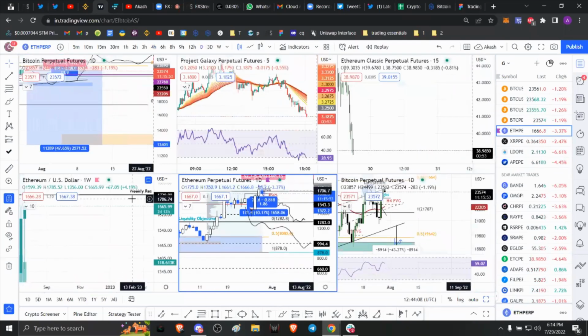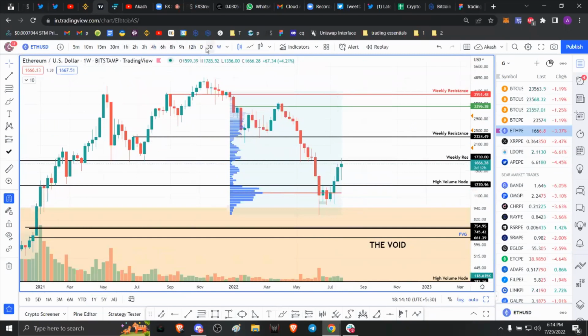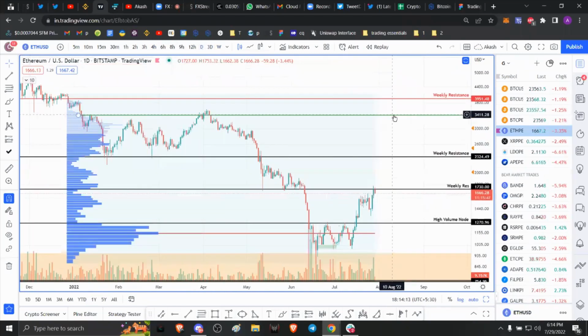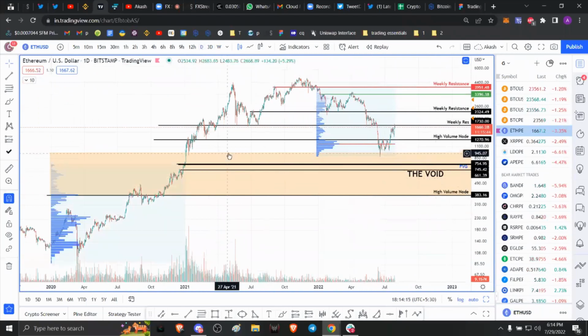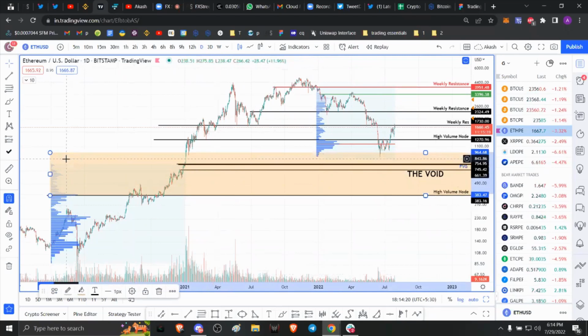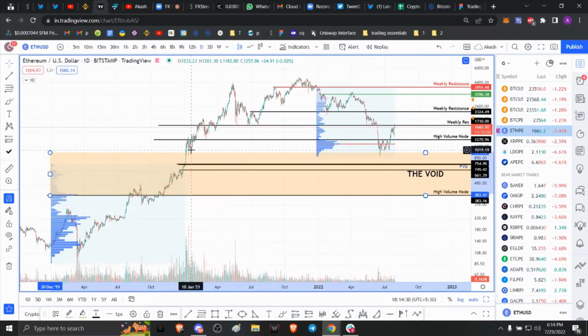So let's get into the high time frame perspective. On a daily time frame, you can see that there is this void here extending from 964 to 383. This void shows that there was no volume traded in 2020 when Ethereum price rallied from $97 all the way up to $1,000. It was a massive rally with not a lot of volume traded between $400 and $1,000. This $600 gap that you see here is what I've termed the void.